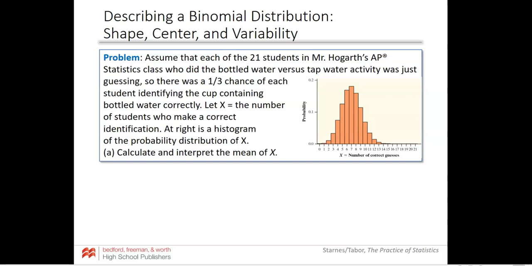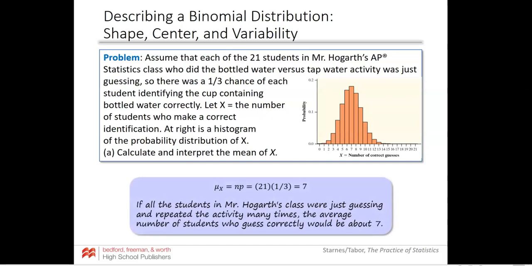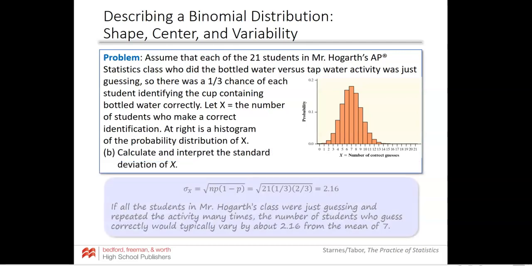So n is 21. Probability of success is 1/3. So n times p is 7. And that's what I was guessing. I thought it would be around 7, and it was exactly 7, right? So you can actually calculate it exactly. You don't just have to look at the histogram there. So the mean would be about 7.